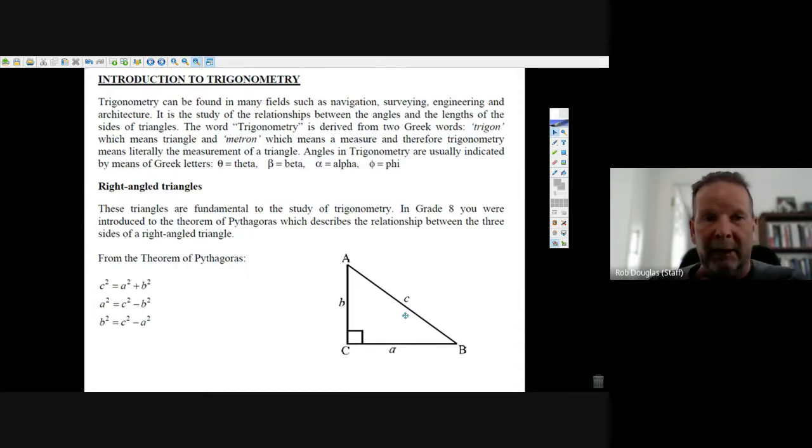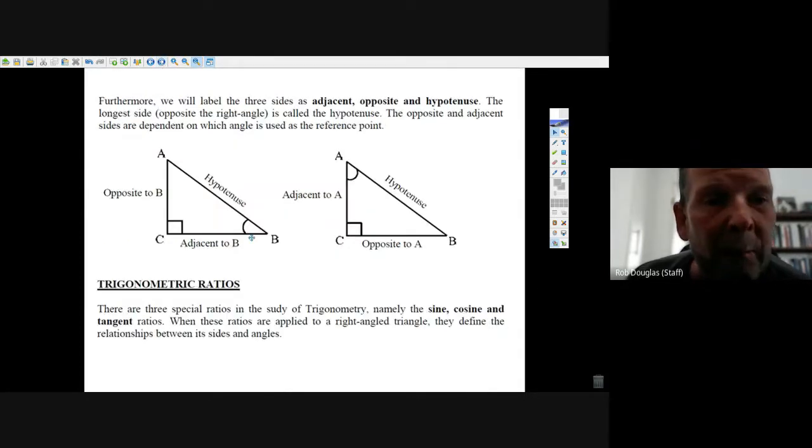In grade 8, we learned this thing about Pythagoras. If you have a right-angled triangle, if you make squares out of the sides of the triangle next to the right angle, it equals the square of the hypotenuse. And that's the theorem of Pythagoras. We're going to use that again. We need to start off with trigonometry.